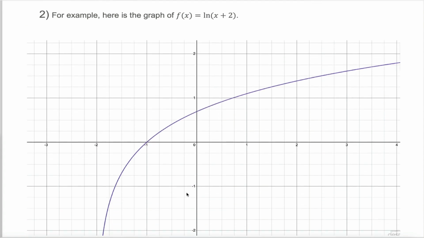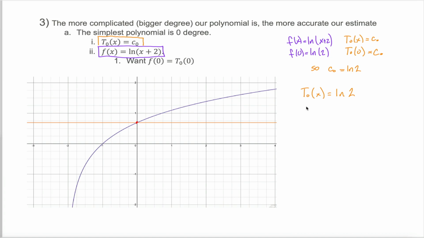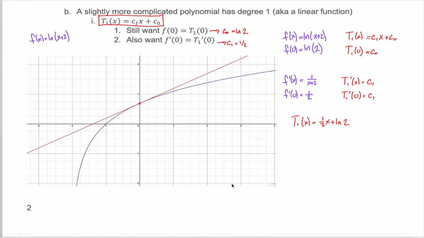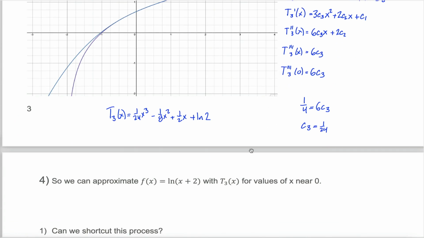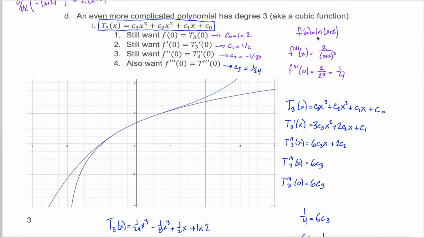So in the last video, I introduced Taylor series, or I guess more specifically Taylor polynomials, and we learned how to calculate 0 degree, first degree, second degree, and third degree Taylor polynomials that best fit a given function, f of x equals the natural log of x plus 2. And what I tried to do in those videos is give an intuitive understanding of what we're doing when we calculate, for example, a third degree Taylor polynomial.